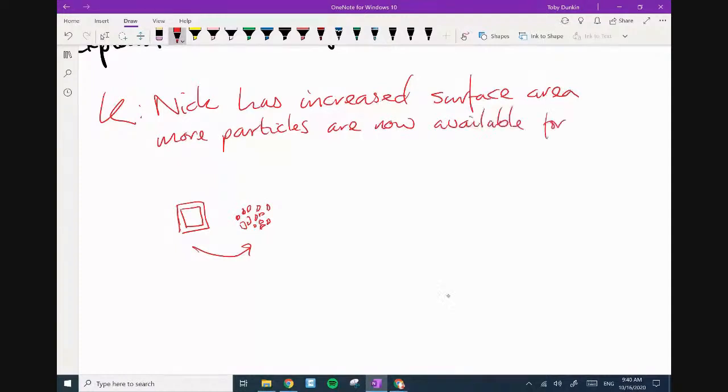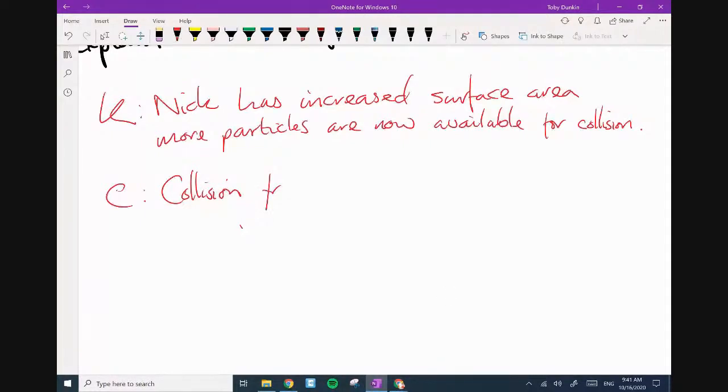And more particles are now available for collision. So what's that going to do to the collision frequency? Everyone knows the answer. I don't need to run these anymore. You guys are getting this now. You're like, yeah, okay, I kind of get what he's doing. Collision frequency, therefore, increases.